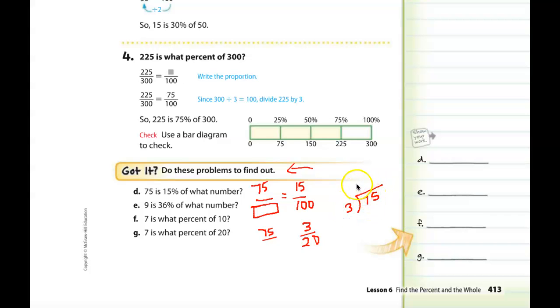Okay, 3 will go into 7 2 times. And then we end up with 15. And 3 will go into 15 5 times. So we basically have 75 divided by 25. That is supposed to be a division symbol. All right, I'm going to try this again. So 75 divided by 25 equals 3.